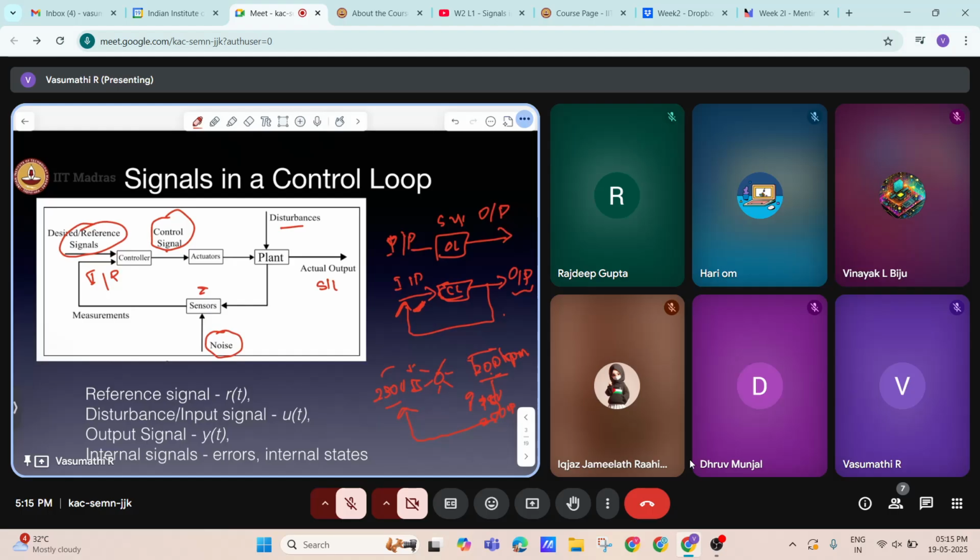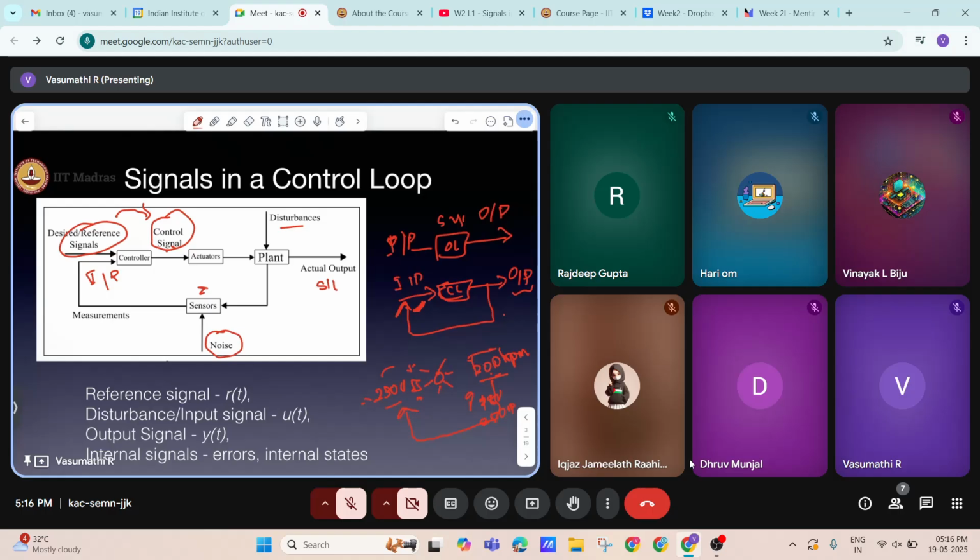You cannot expect that I will always give 230 volts and I should get 200 rpm. It's not like that. If I want to get 200 rpm, how much should I deviate the input, how much should I change it? That's how this control system works. That signal, the deviation from your desired signal, the actual signal you want to give to make the system work in your preferred way, is the control signal.